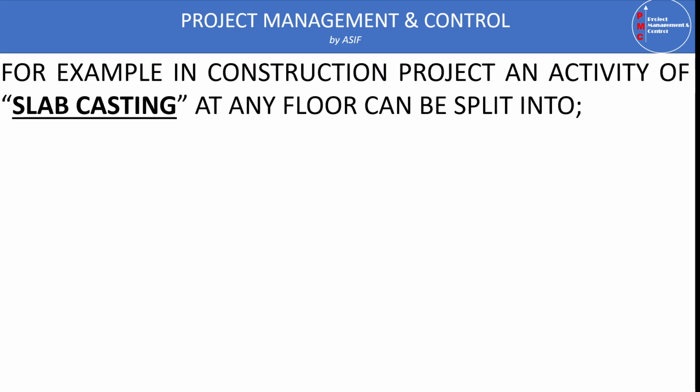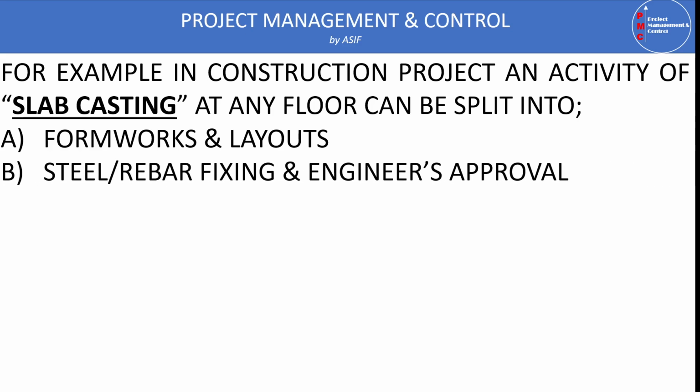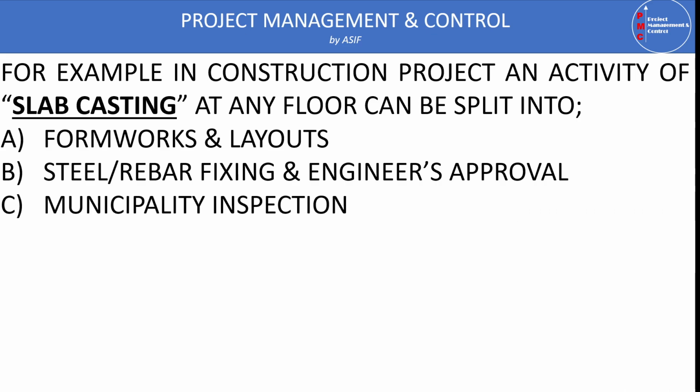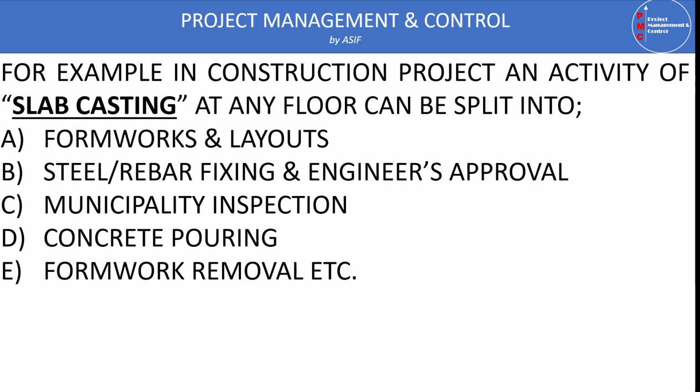Now we will see an example of activity steps. For example, in a construction project, an activity of slab casting at any floor can be split into several breakdowns or definitions, like fixing of layout, fixing of formwork, fixing of steel rebars, and engineer's approval for the same. Municipality inspection before pouring. Then we have the concrete pouring, and after concrete pouring, we assign 14 days or as per specs, and then we have formwork removal to start other activities.